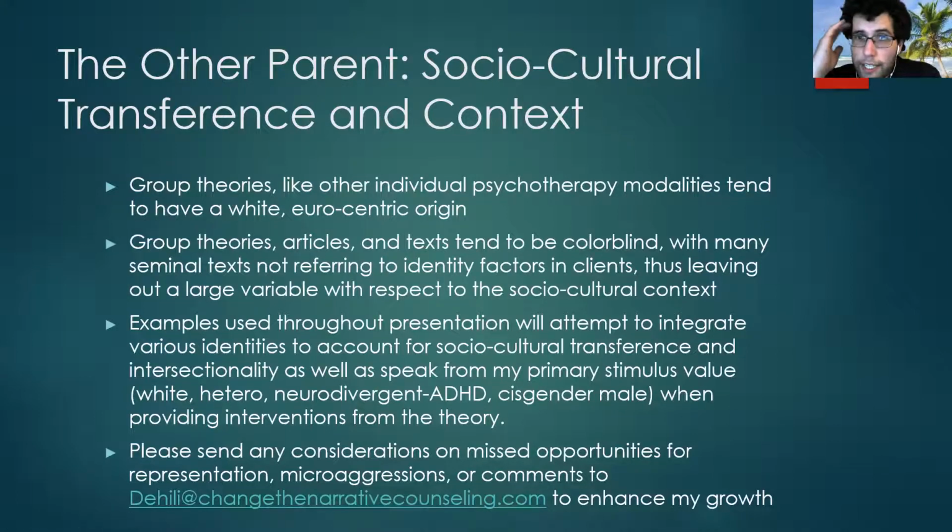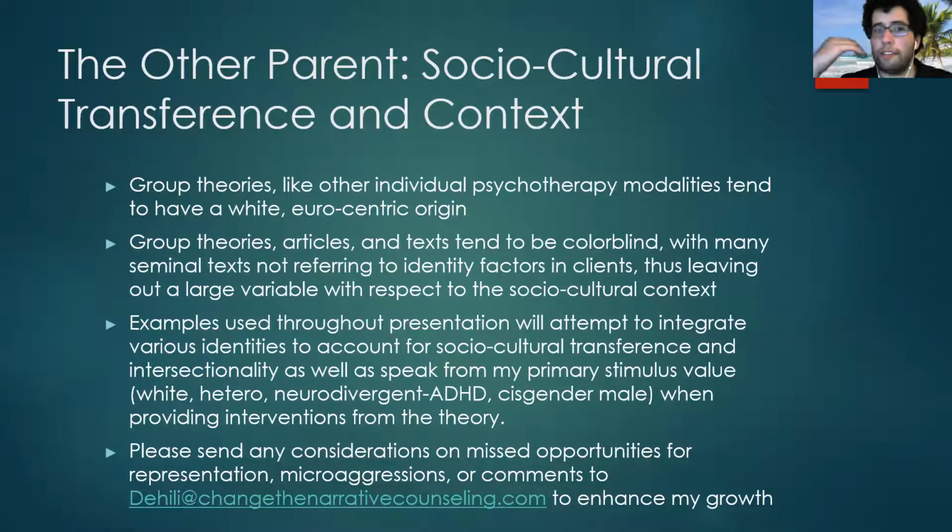One of the things that I want to name up front, and this goes along with the discussions I hope to have throughout this seminar, is that group theories, like other individual psychotherapy modalities, tend to be based in a more white or Eurocentric origin. Which means as you read the group theories, the articles, even this textbook, it tends to be very colorblind. They talk about clients and they don't provide any identifying characteristics, whether that be things related to gender, which I suppose you can try to infer through the names that are given, or race, ethnicity, spirituality, or gender identities. Nothing's really expanded upon or talked about with an intersectional frame. That leaves us at a loss for a huge element that's constantly in the room with us, and that's the sociocultural context for your interventions or your use of the theories.